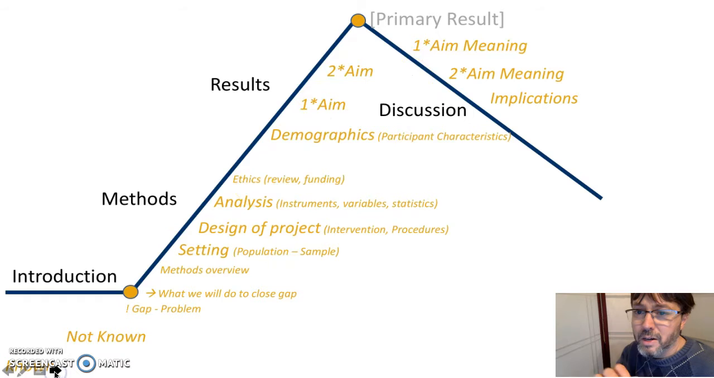Then you may have secondary meanings, implications, extensions. How will you use this in practice? How will you use it in policy? How will you use it in research? And then what should be different in the future based on what I've found, and what are the limitations of my work? Everybody has limitations, and you acknowledge them. Talk about strategies used to mitigate them here.